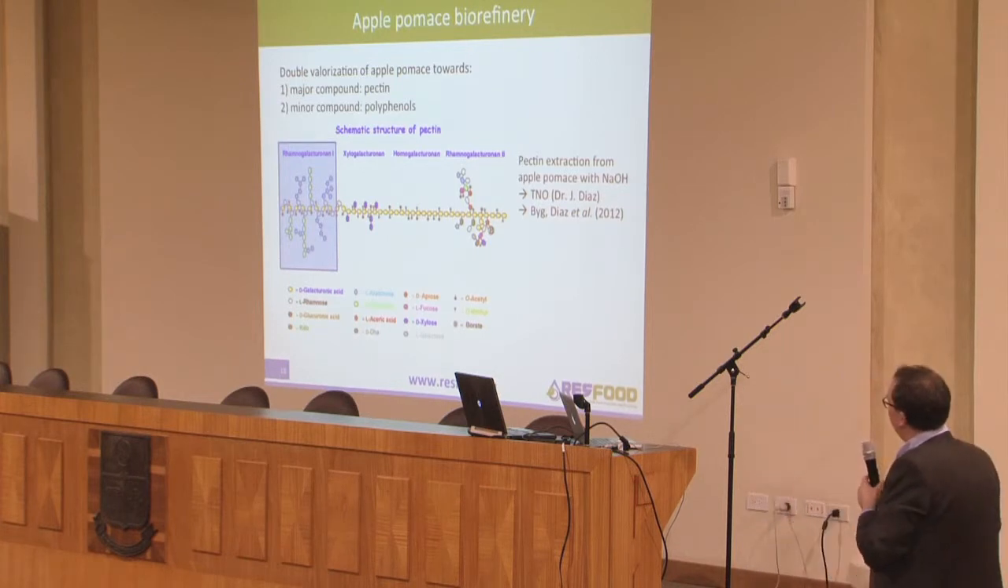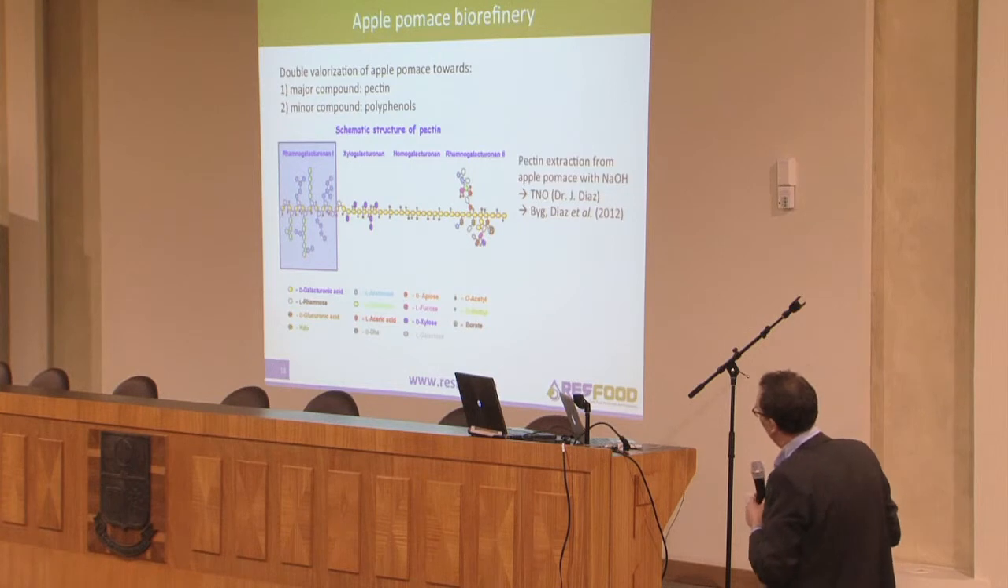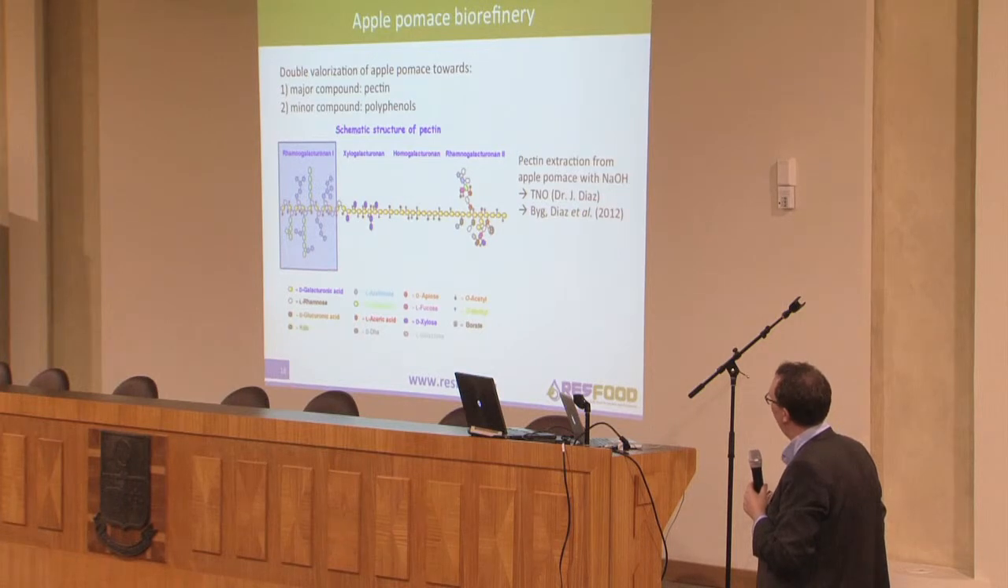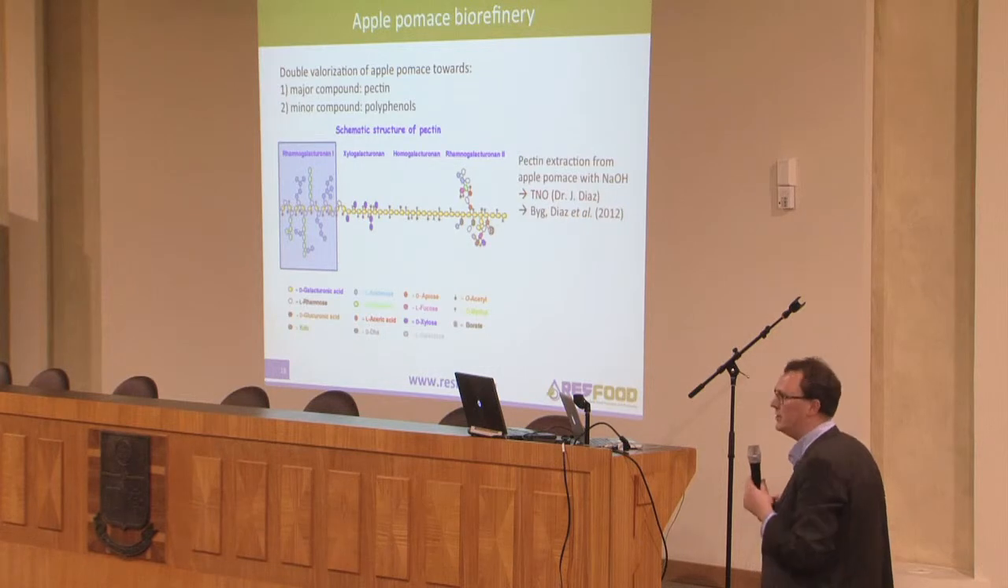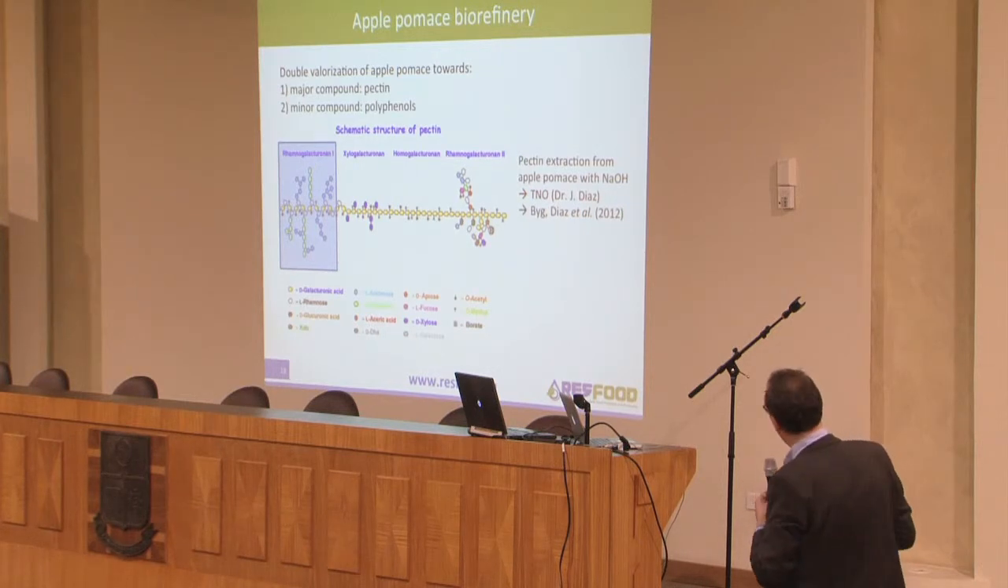Then we did some experiments about an apple pomace biorefinery, and there we looked at a double valorization of apple pomace towards a major compound, pectin, and towards a minor compound, polyphenols. This is here the schematic structure of pectin. These experiments were done by the partner in the project, so it's also a research institute located in the Netherlands.